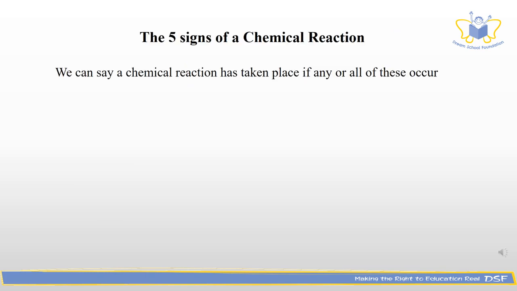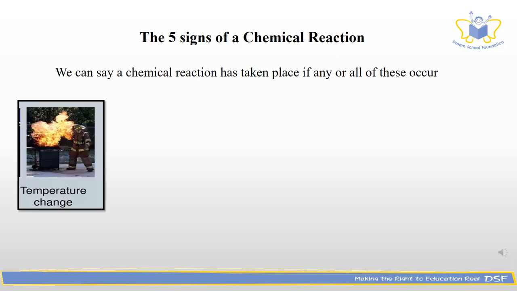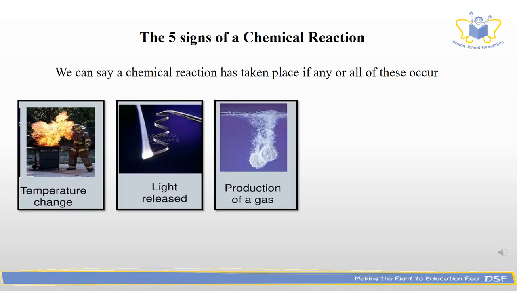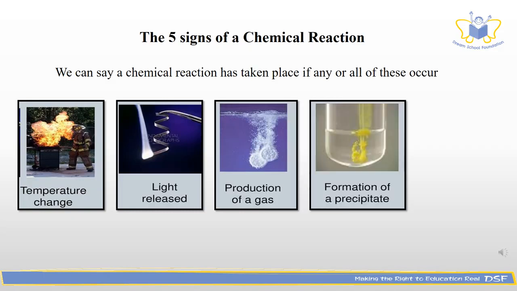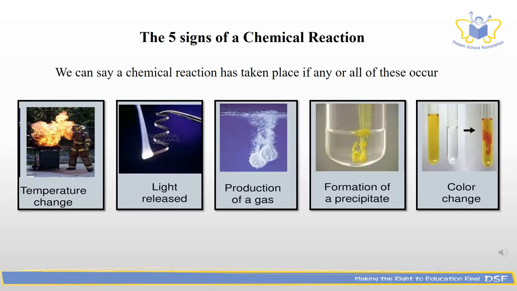We can say a chemical reaction has taken place when any or all of the following occur: a change in temperature, light released, production of a gas, formation of a precipitate, or a color change.